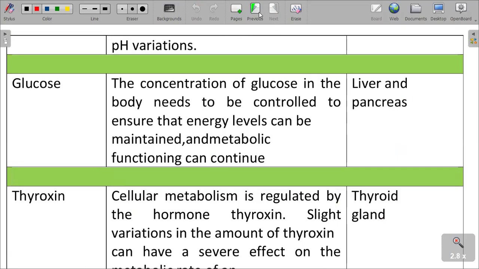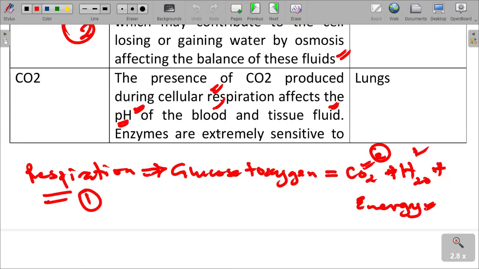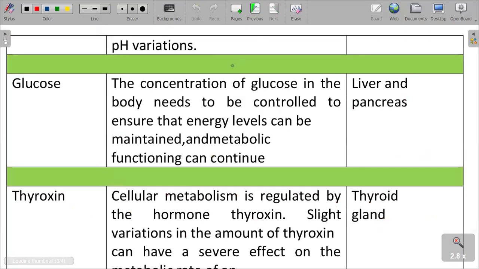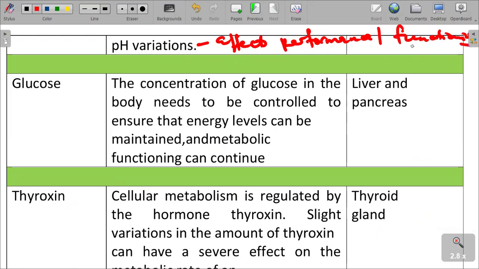Now there are also enzymes. Enzymes are extremely sensitive to pH. Enzymes are catalysts, which increase the rate of chemical reactions. They speed up reactions in the body. They ensure that processes do not take longer than they should, so that the body is functional. So pH variations also affect the performance or functioning of enzymes.